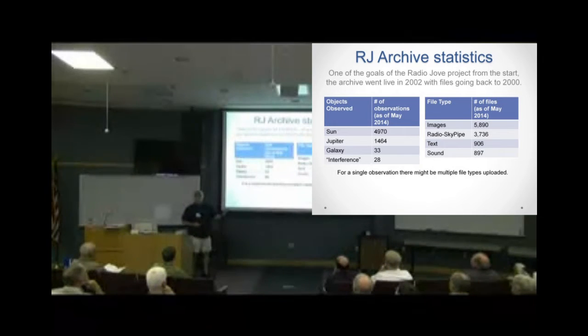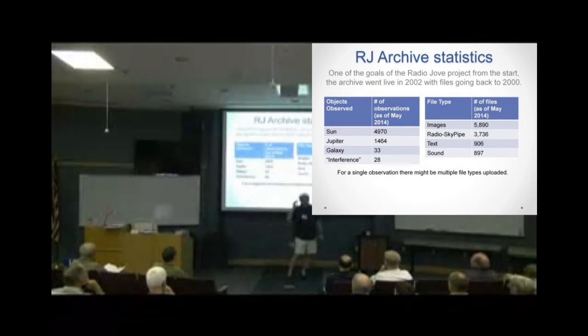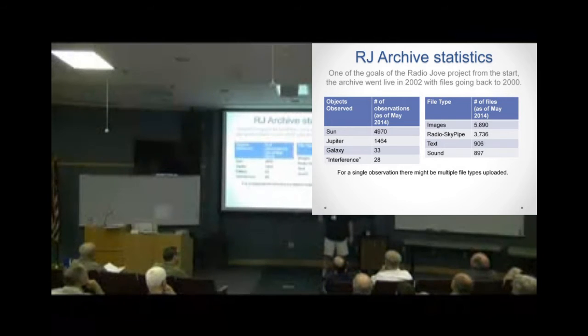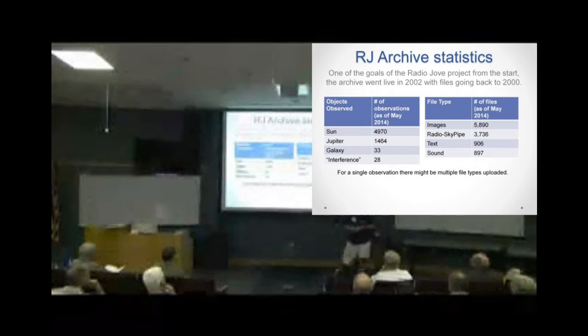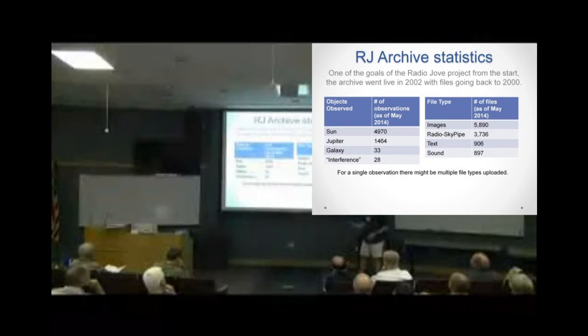various forms, either screenshot images, a feature that Jim Sky didn't mention, I don't think, is that SkyPipe allows you to capture your screen as a JPEG file, and then you can just upload that very easily to the archive. SkyPipe data files, you can download those, and if you're interested, play them back in your SkyPipe and see what somebody else's signal looked like or Jupiter looked like. And text files or sound files are also appreciated.